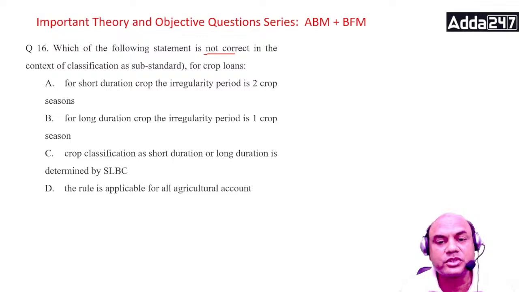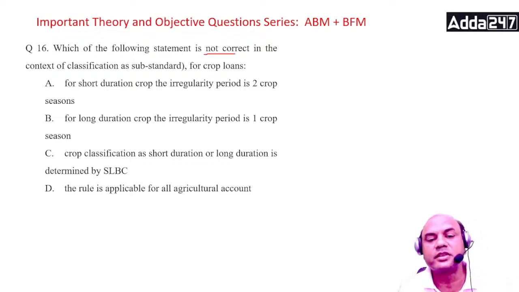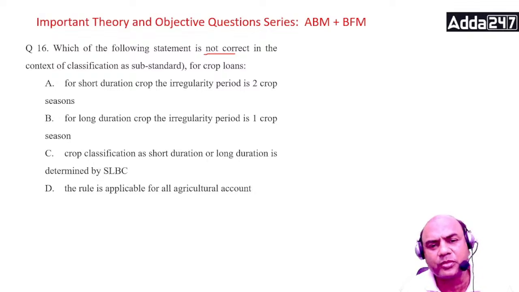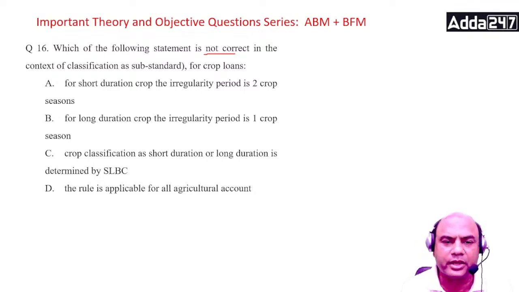Understand this: short duration crop and long duration crop. A short duration crop is a crop which is completed within one season only. A long duration crop is a crop which requires 2 crop seasons. Which are those crops? We are not concerned with it actually. The banker gets the list of those crops from the head office, and the head office gets it from RBI. Generally, turmeric is considered a long duration crop.